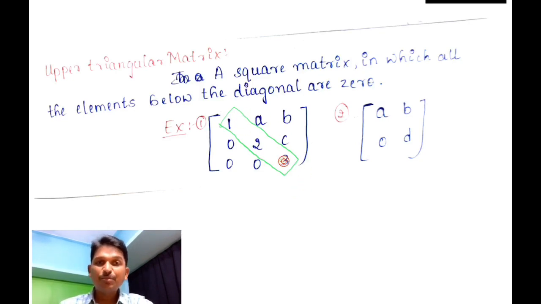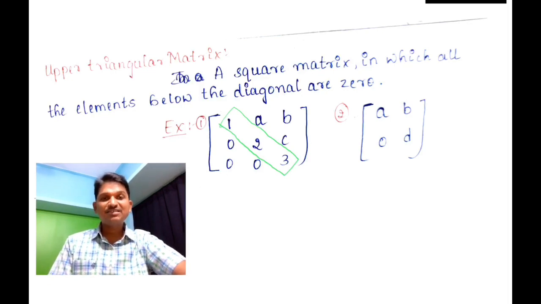Why they are saying upper triangular matrix? You can see these numbers form a triangle. This is above, these numbers, you join all these lines, it forms a triangle. So that's why this is called upper triangular matrix. What is upper triangular matrix? A square matrix. It is important, don't say a matrix. A square matrix in which all the elements below the diagonal are 0 is known as upper triangular matrix.